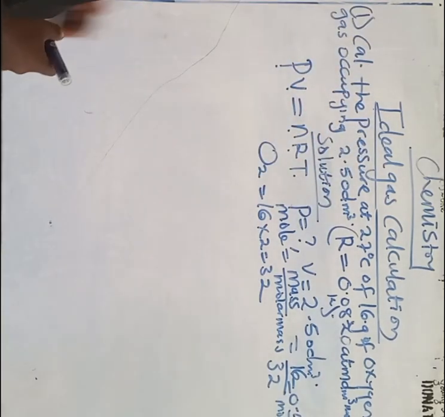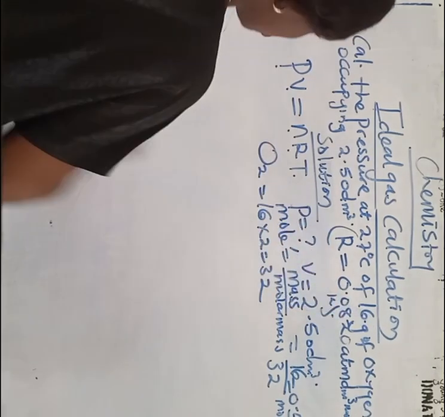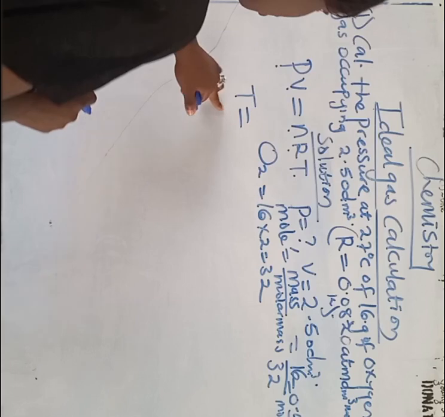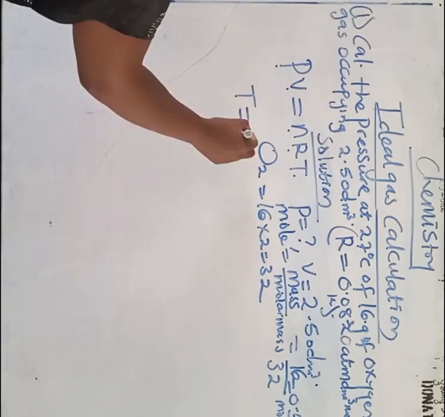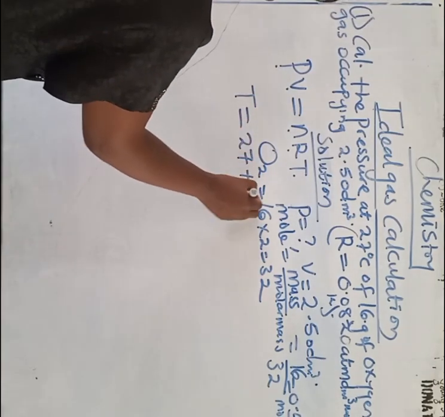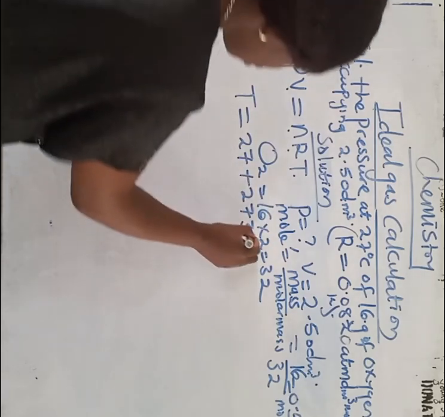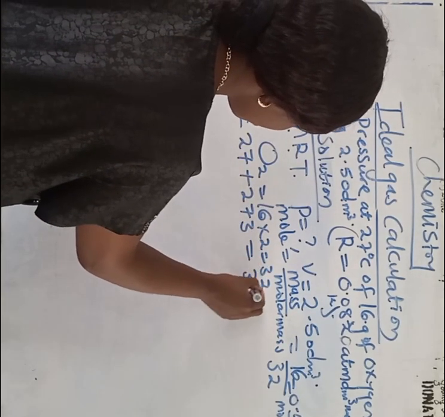Okay, so what next do we need? R. My R is here as well. Then my temperature is expected to be 27 degrees Celsius plus 273. You remember our conversion to the Kelvin scale. So we are going to have 300 Kelvin.